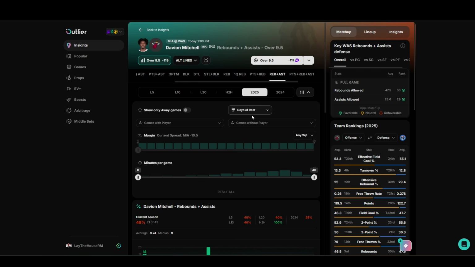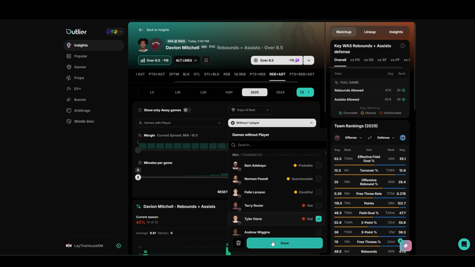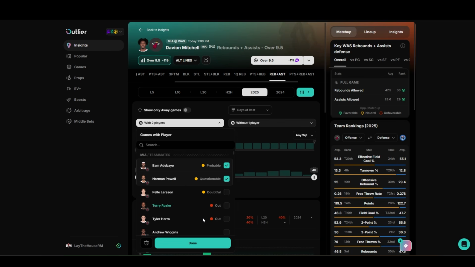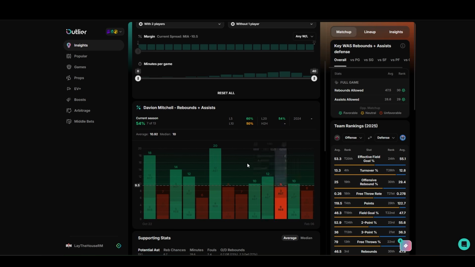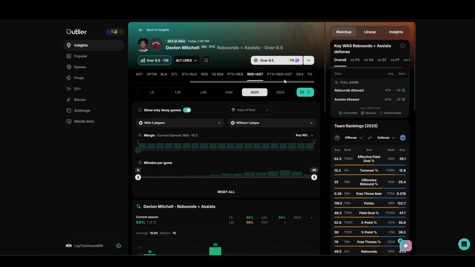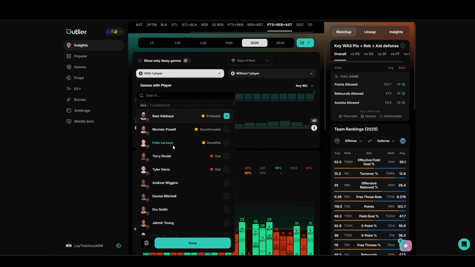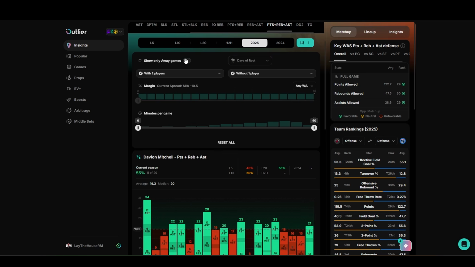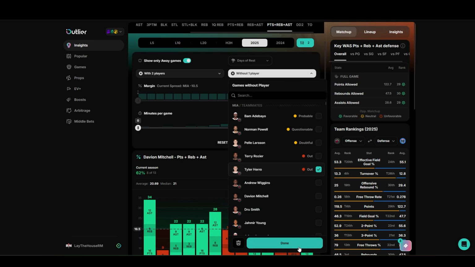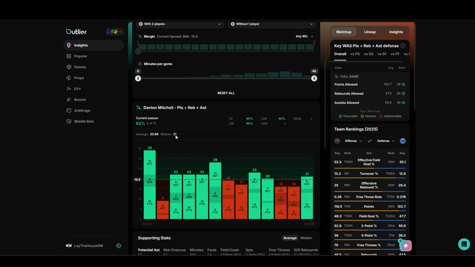We'll go to rebounds plus assists. We'll do the same thing. We'll go Herro out. Bam, Powell in. Away games. Okay, 7 out of 13. I don't want to deal with that. Look at the PRA, just do the same thing. Bam in, Powell in. And if Powell gets ruled out, you'll just change that over here and you'll look at the different story then. But 8 out of 13.